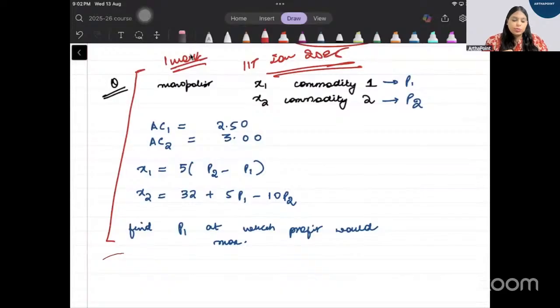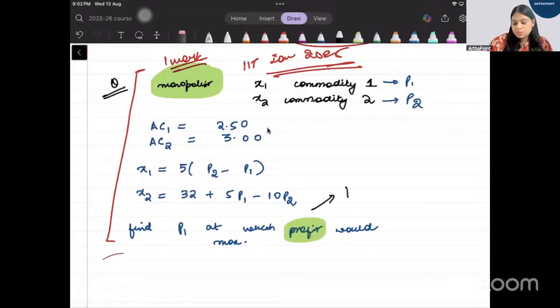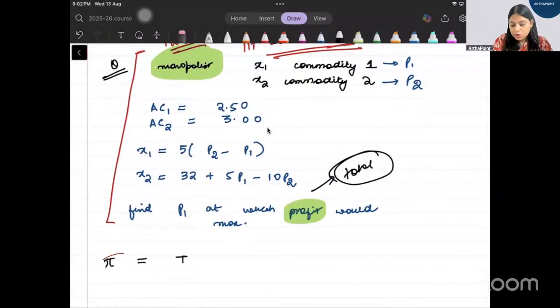Find P1 at which profit would maximize. What process would you use? There is a monopolist, so he's a single person. So you first have to find his total profit. You have to make a total profit function. I'm just hinting you. What will the monopolist's profit be? Total revenue minus total cost. Now revenue is coming from two products. So total revenue from product 1 plus total revenue from product 2 minus total cost of product 1 and total cost of product 2.